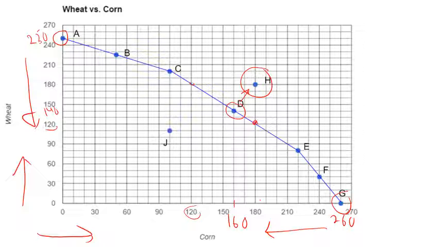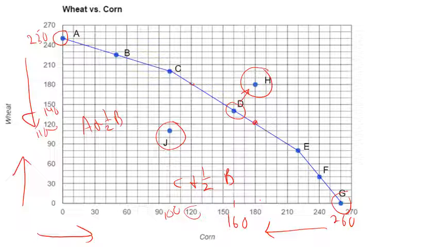Now, it is also possible to reach a point like J. J has 110 wheat and 100 corn. There are a couple of ways to get to J. If the economy uses acre A and 1/2 of B to grow wheat, and it uses C and 1/2 of B to grow corn, it'll wind up at point J.